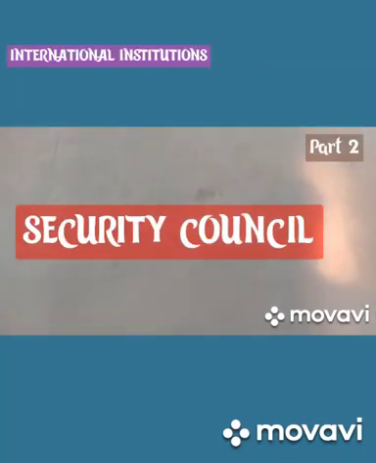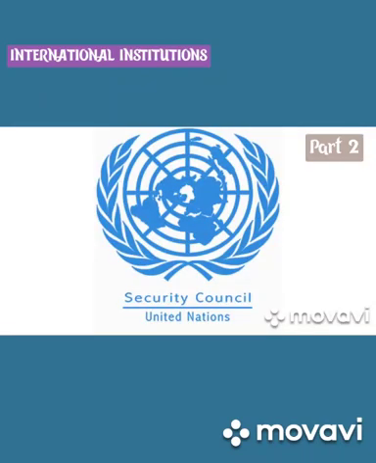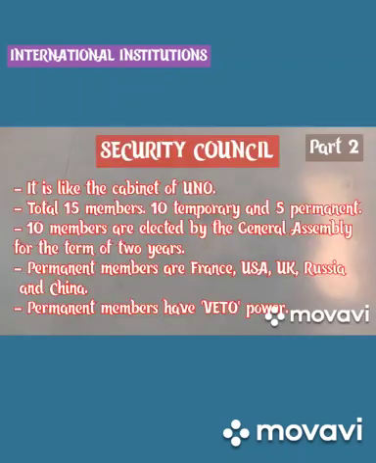Now moving to the Security Council. You know, the Security Council is an important body of the UNO. It's like the cabinet of UNO. It has a total of 15 members. Out of the 15, 5 are permanent and 10 are temporary members. These temporary 10 members are elected by the General Assembly for a term of 2 years. The permanent members are France, USA, UK, Russia, and China.